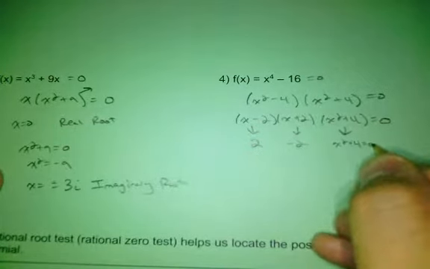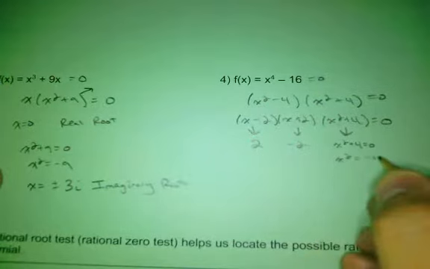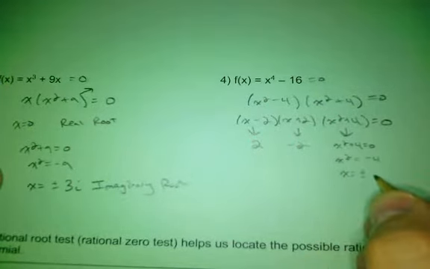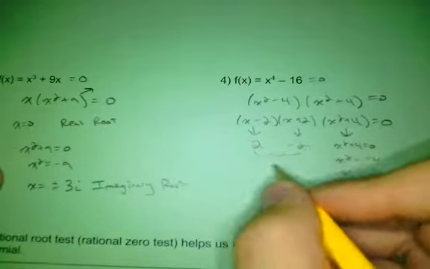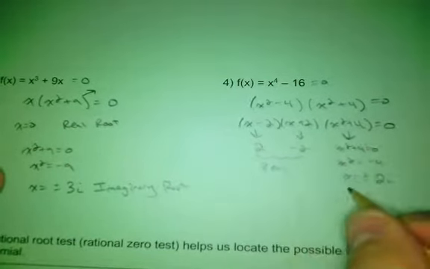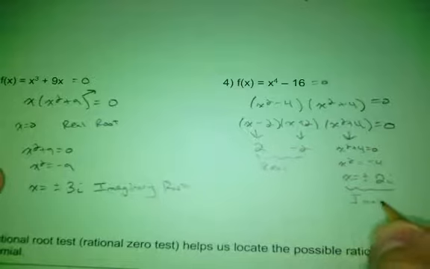See, x squared plus 4 equals 0. X squared equals negative 4. X equals plus and minus 2i. So these are my reals. These are my imaginaries.